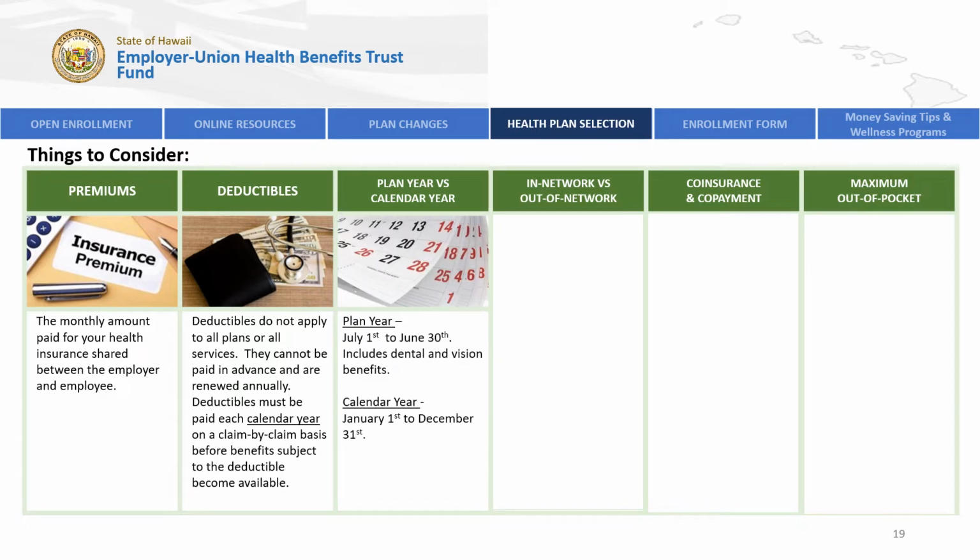EUTF benefit renewal is based on either a calendar year or a plan year. A calendar year runs from January 1st to December 31st. Plan year runs from July 1st to June 30th. Plan year benefits include dental and vision benefits.